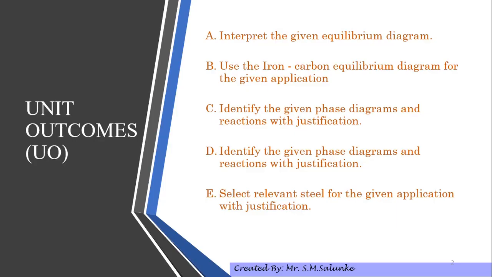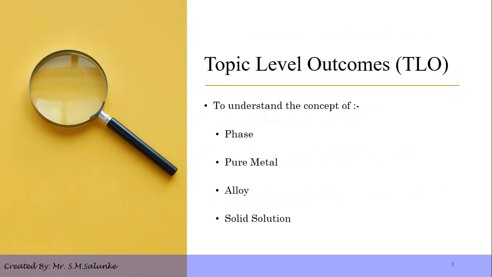Now let's understand what are the unit outcomes. In this unit we'll be going through 5 unit outcomes. These are as follows. First one is to interpret the given equilibrium diagram. Then use the iron carbon equilibrium diagram for the given application, followed by identifying the given phase diagrams and reactions with justification. After that, identifying the given phase diagrams and reactions with justification, and finally selecting a relevant steel for given application with justification.